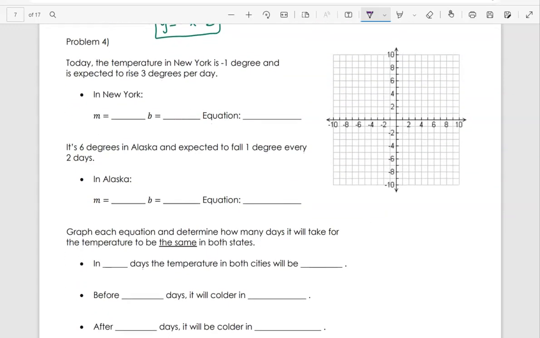It says, today the temperature in New York is negative 1 degree and is expected to rise 3 degrees per day. Right away, we know we can write the equation. The temperature in New York is negative 1 degree. That means this is where we're starting. And is expected to rise 3 degrees per day. Per day, this is something changing. If something's being changed, that's our slope, and your b is your starting value. So once we know that, we can write our equation. y equals mx plus b: y equals 3x minus 1.